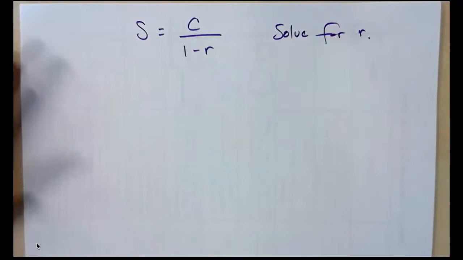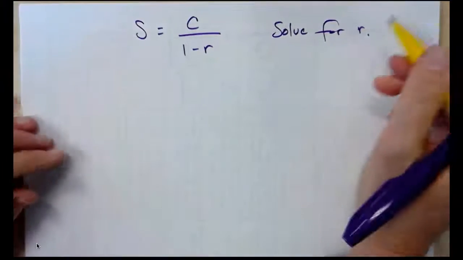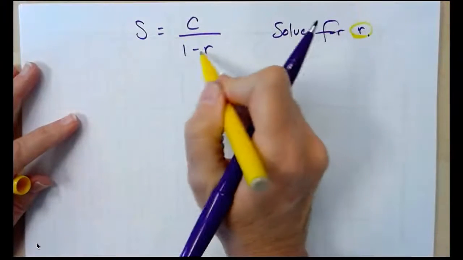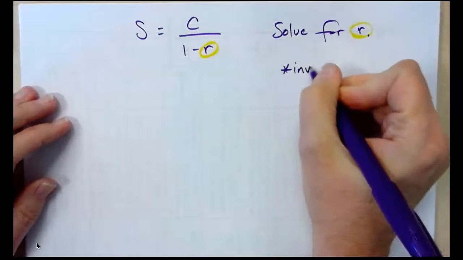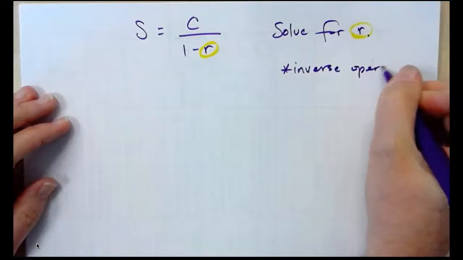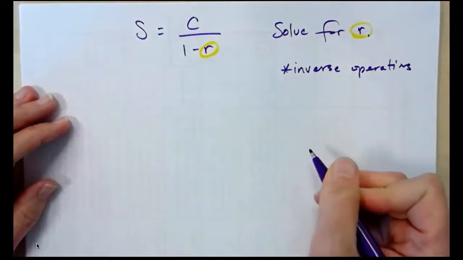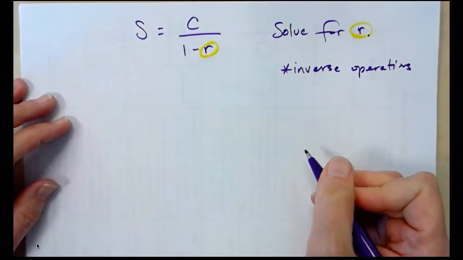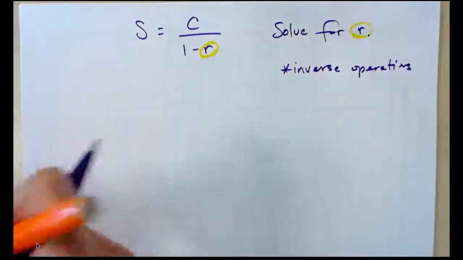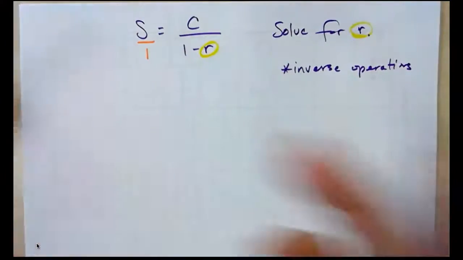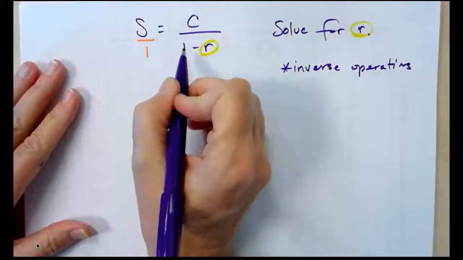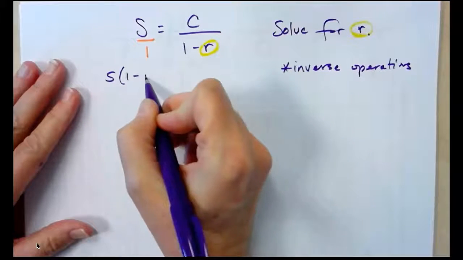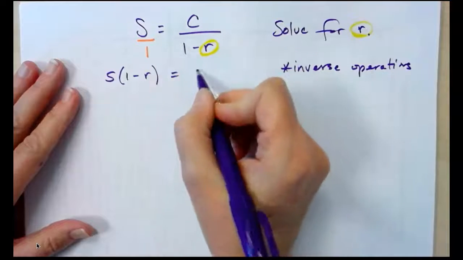Next, going into solving literal equations for specific variables. So if we're going to solve for r, we're trying to get that r all by itself. So we need to use inverse operations in order to get the r by itself. So the first thing I'm going to do is cross multiply to get rid of the fraction. So s times 1 minus r equals 1 times c equals c.